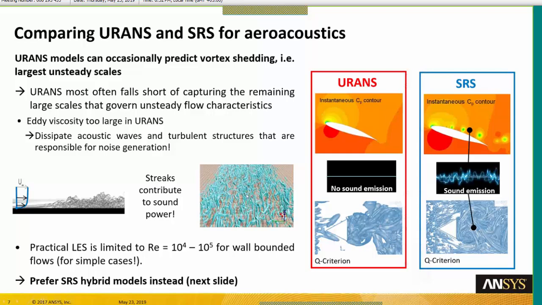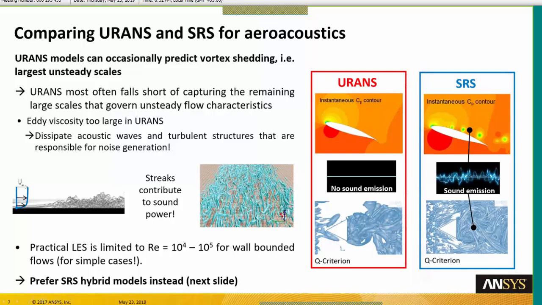So URANS most often falls short of capturing the remaining large scales that govern the unsteady flow characteristics. Why? Because the eddy viscosity that is used for URANS is usually too large compared to the viscosity that would be necessary to capture these eddies. So it completely damps the creation, and even the propagation, of these eddies. And we know that these eddies can contribute to noise generation. It's usually a color pole source, for example.